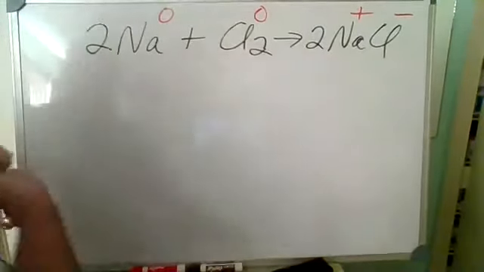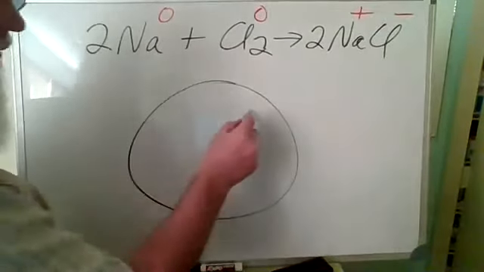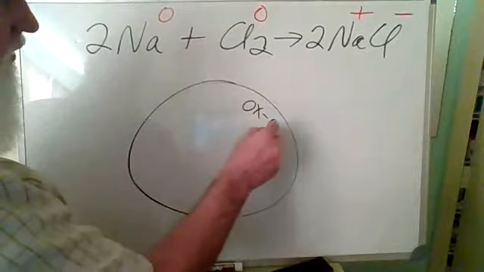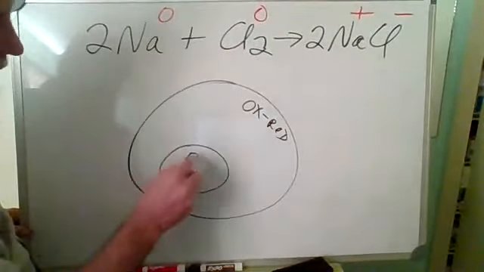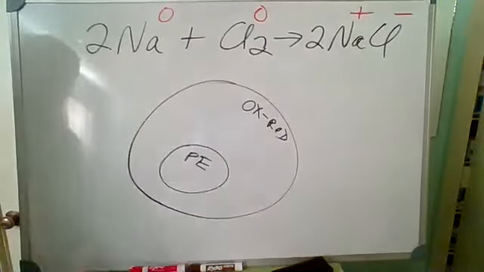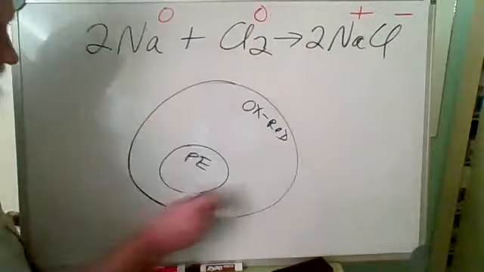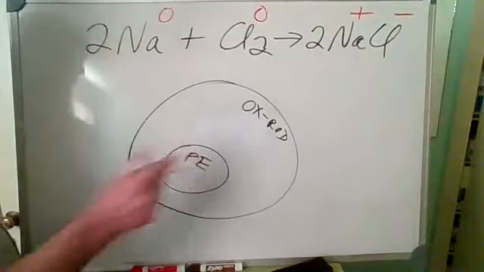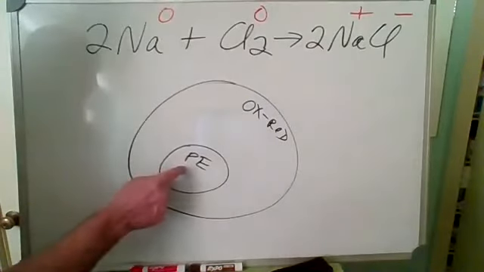So let's look at a Venn diagram here. Here we have the universe of oxidation reduction reactions. Those that contain a pure element are like this, PE, pure element. There are many other oxidation reduction reactions that do not contain a pure element, but we are only going to be concerned with these ones.